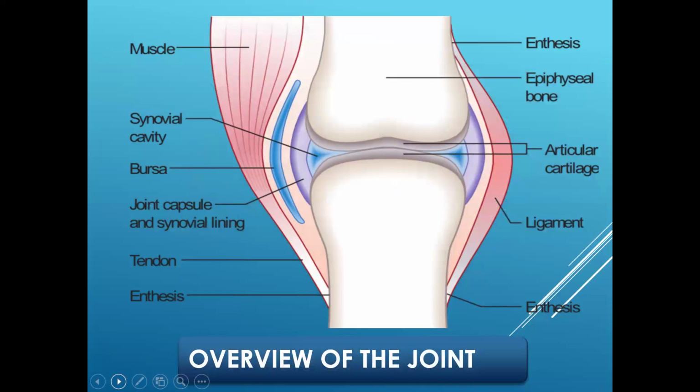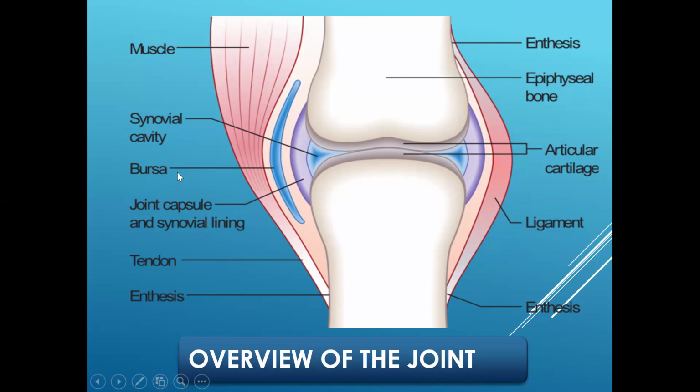Now let's look at the joints proper, because if we don't have a good understanding of the joints, we may find it very difficult to follow this section. Now let's look at the joint. This is a perfect example of a joint and the parts of a joint. Now let's look at it one after the other.